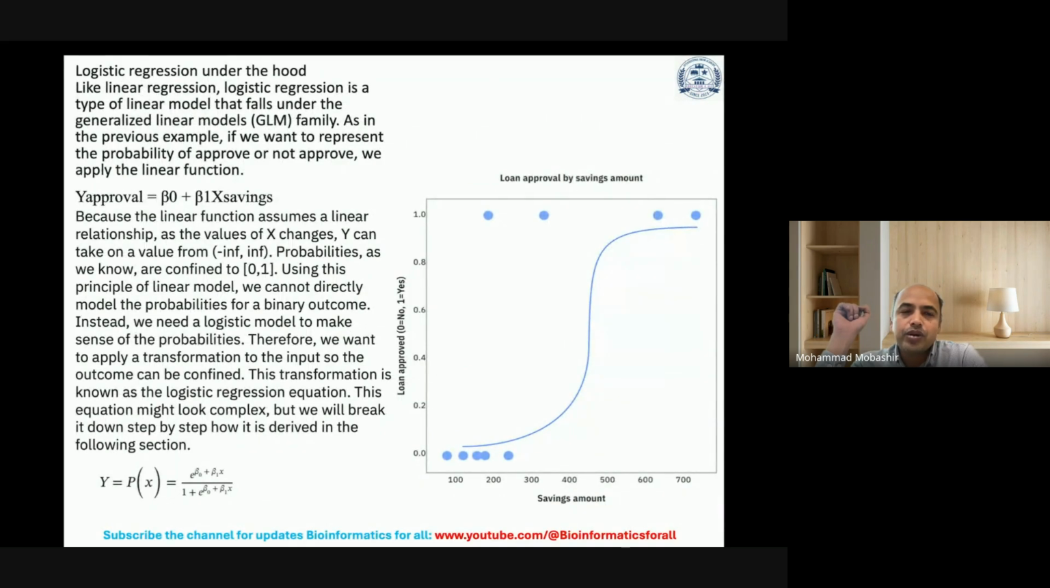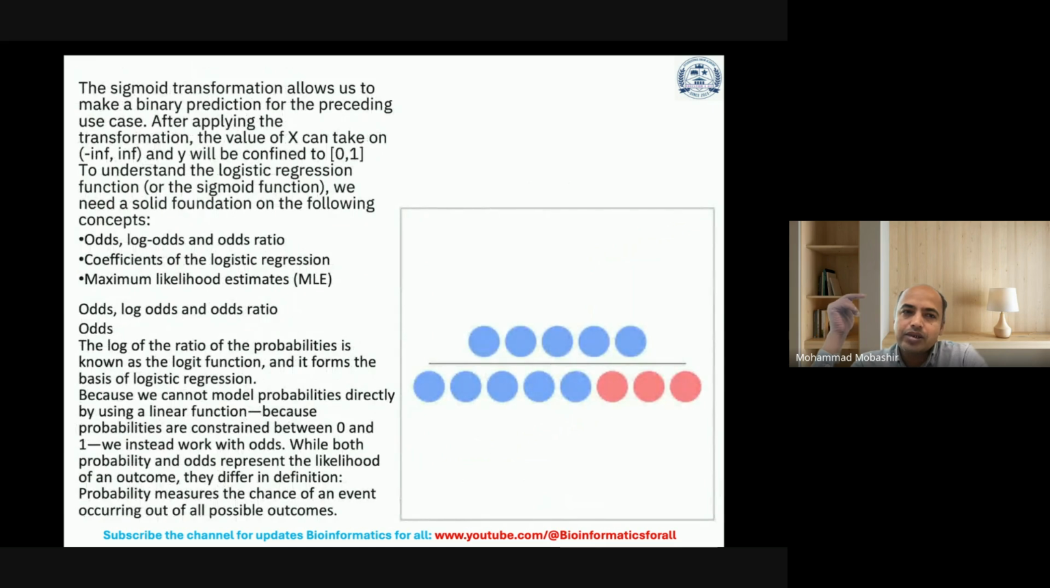So then it comes to logistic regression under the hood, like linear regression. The sigmoidal function is basically here. This is regarding, for example, whether a loan could be approved or not. And this is also quite similar. Then there is something called the sigmoidal transformation, which allows us to make a binary prediction for the preceding use case. After applying the transformation, the value of x can take infinite values, while Y will be confined to 0 or 1.